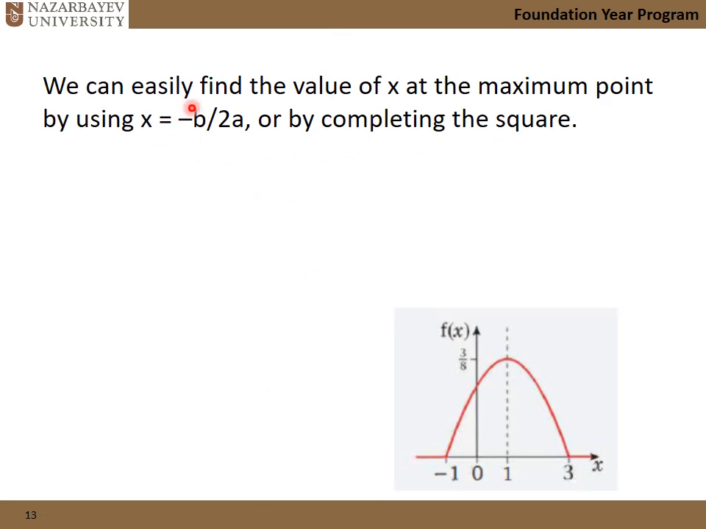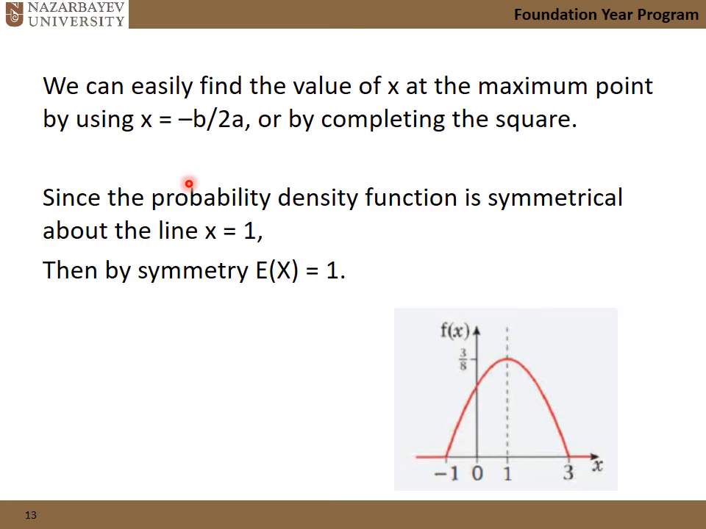How to find the value of x? This is the x component of the vertex of the parabola, where b is the coefficient of x and a is the coefficient of x squared from the parabola. Substitute, and we will end up with x equals 1. That's the symmetric line, and this is the expectation value, or the mean itself, and the reason is the symmetry.